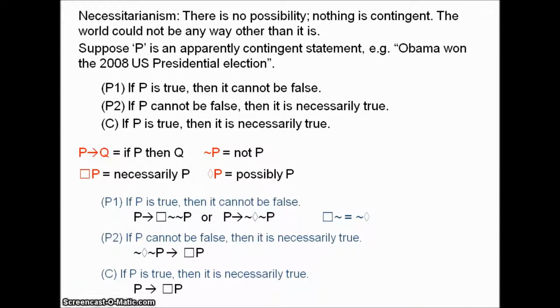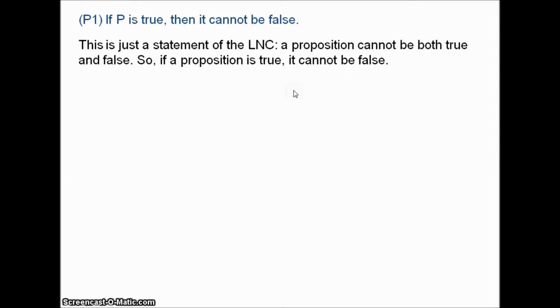Now, the mistake occurs in the first premise, in premise 1. There are two important interpretations of the first premise, and the success of the argument depends on confusing them. So, ask yourself, what exactly are we trying to assert when we utter P1? Well, under normal circumstances, this is just a statement of the law of non-contradiction, as I mentioned above. A proposition cannot be both true and false. So if a proposition is true, it cannot be false. Right? That's fine. But the trouble is that English can be very misleading.